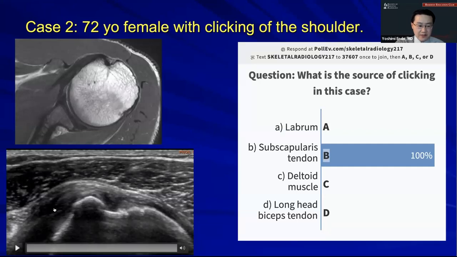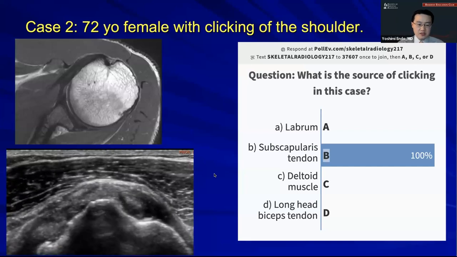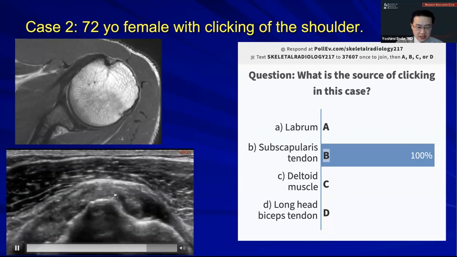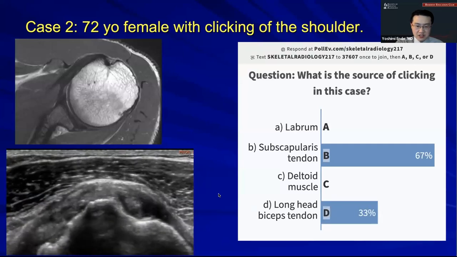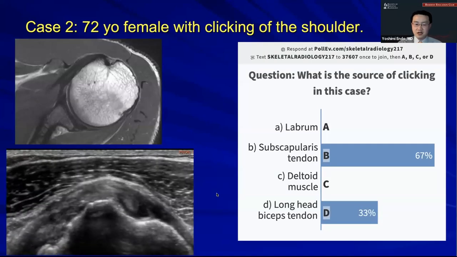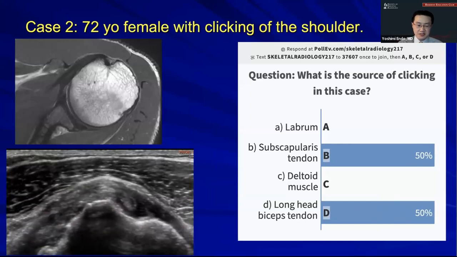So you're seeing the subscapularis tendon here. This is the lesser tuberosity. This is the bicipital groove, and you're seeing the greater tuberosity of the proximal humerus. And as I show in this cine clip, now the patient is externally rotating the shoulder, externally rotating the proximal humerus. And at some point, you'll see this soft tissue that's snapping here. And that's the source of the clicking in this patient.